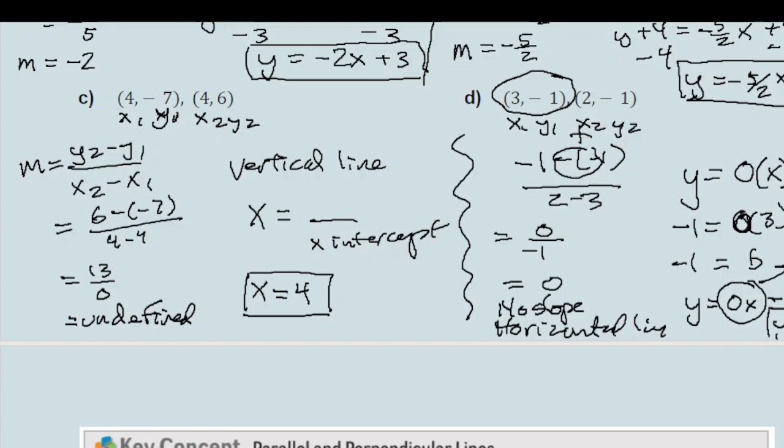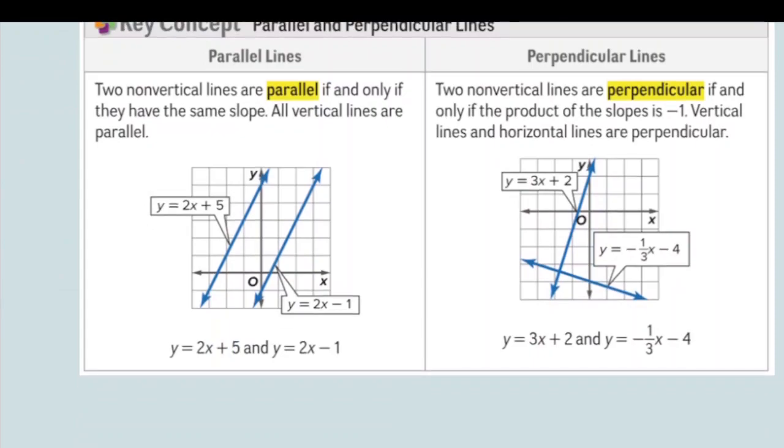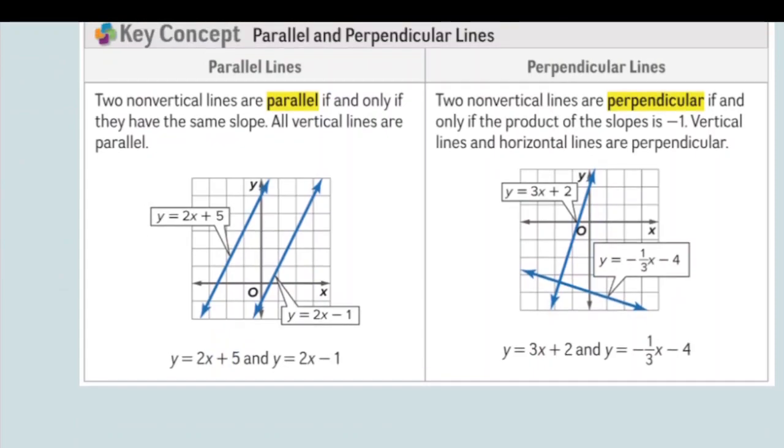Okay, so now we're going to talk about parallel and perpendicular lines really quickly, and then we'll do a problem with it. The big thing with parallel lines is that they don't touch each other. That's the definition of parallel lines. They never intersect.